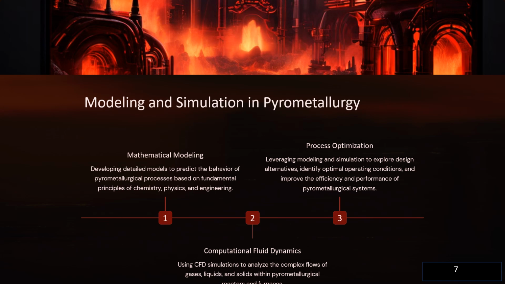The next is process optimization. It is the leveraging of models and simulation to explore design alternatives, identify optimal operating conditions, and improve the efficiency and performance of pyrometallurgical processes. So this one talks about how we are able to design alternatives to assist in the process of pyrometallurgical systems. And lastly is the computational fluid dynamics.